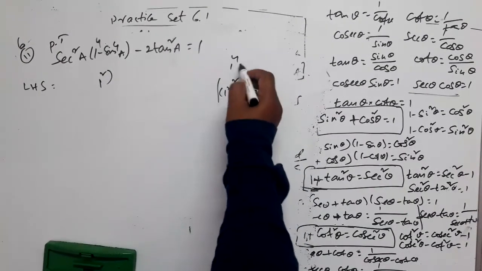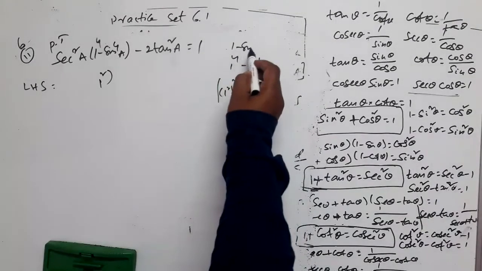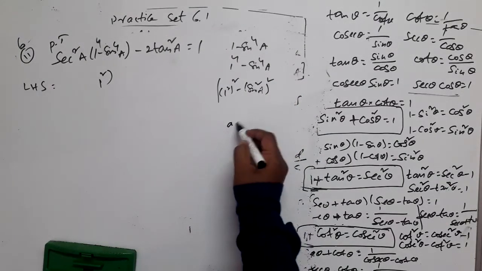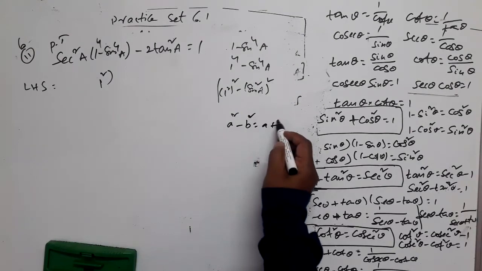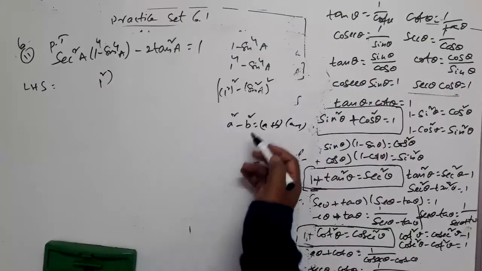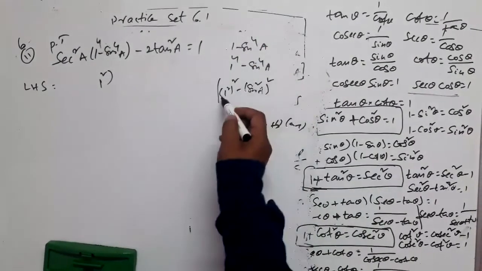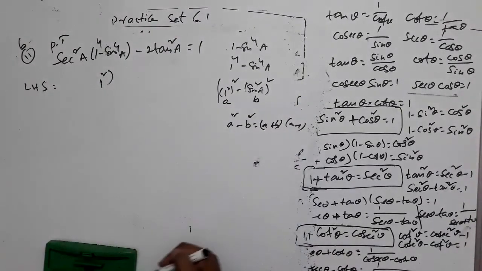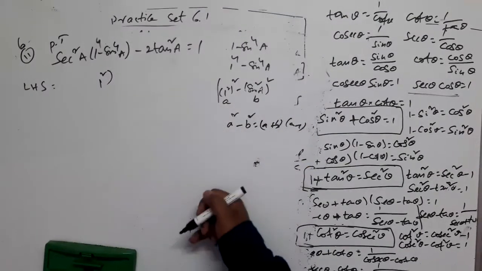That is this one, right? 1 minus sin power 4A I am writing as this one. Why? Because A square minus B square can be written as A plus B multiplied by A minus B. I want to use this relation. For that, I am able to see this expression like this. This is of the form now A square minus B square, is it not? Here A is 1, B is sin square A.